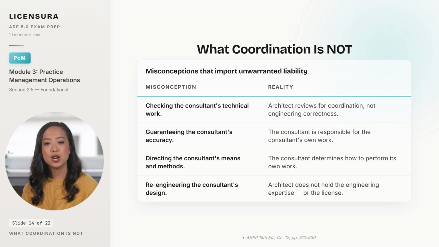The architect doesn't hold the engineering expertise, doesn't hold the engineering license, and shouldn't be making engineering decisions on the consultant's behalf. That's how technical liability gets transferred to a party that was never paid to assume it. Recap. Then we move into how consultants are actually selected and engaged.